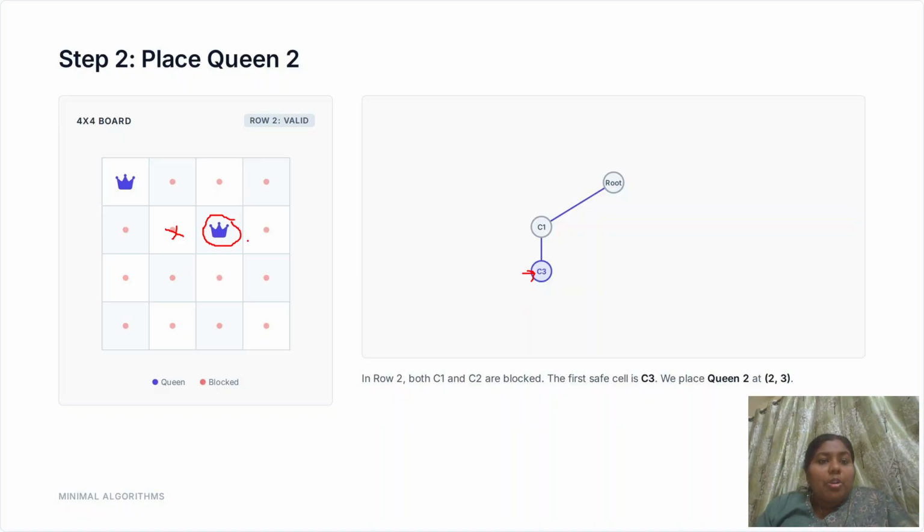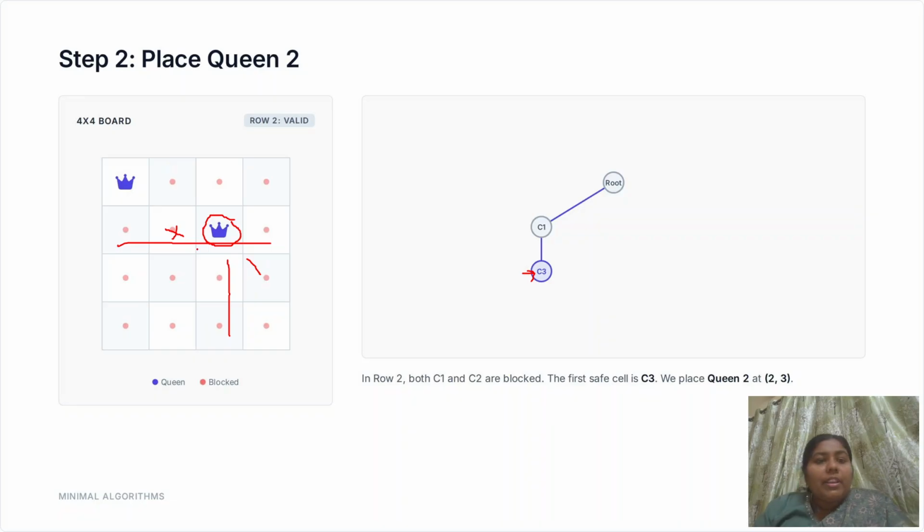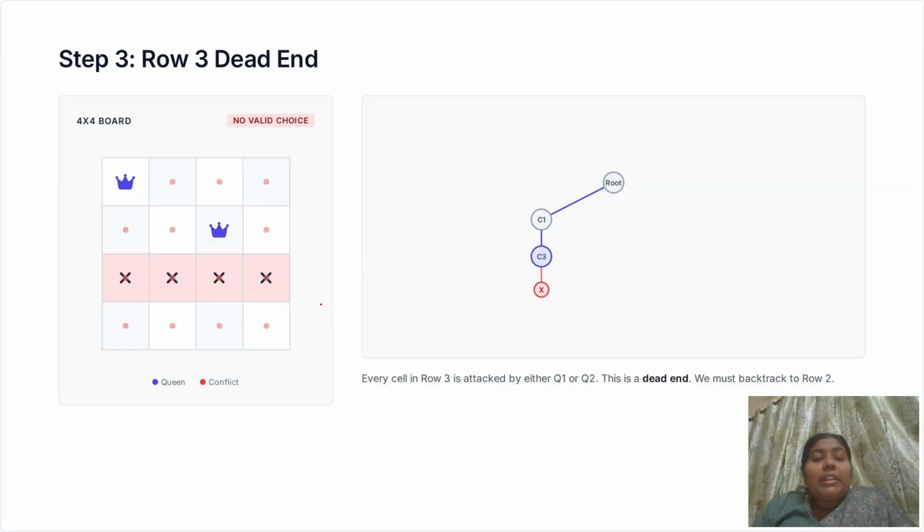Now I am not able to place any queen on the third column or on the second row, or on the diagonal. You are not able to place the queen. On the next choice, I am not able to place any queen on this one, and in the first column also I am not able to place any queen. So I am not able to place any queen on the third row. Normally this is called a dead end. If a dead end is obtained, I go to the previous state.